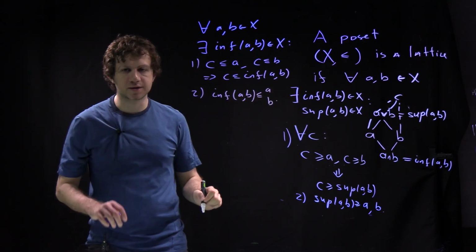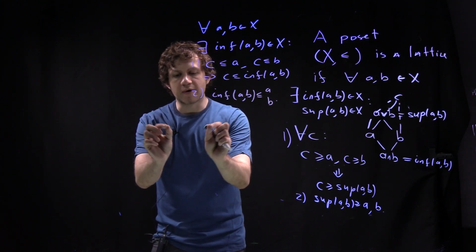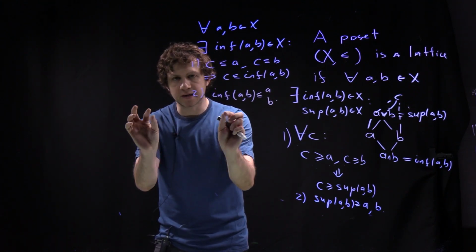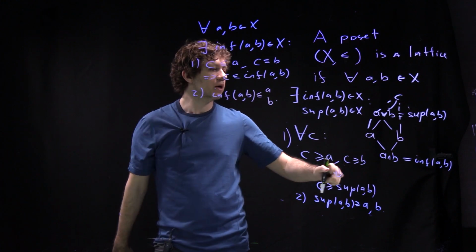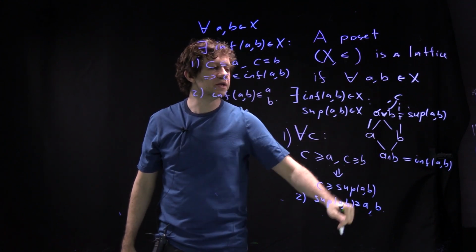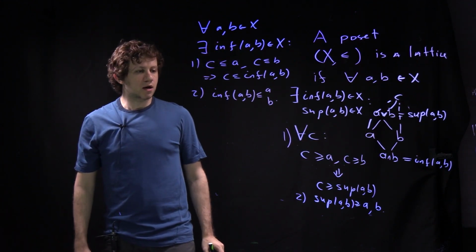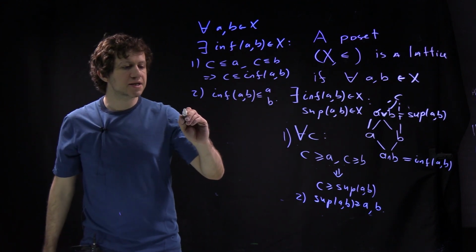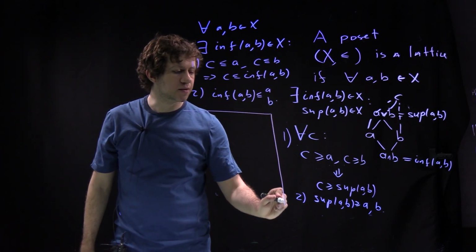So basically, the idea is that for every two elements, you can find the one kind of immediately less, one immediately bigger. And this notation is, of course, more convenient in practice. Okay, so to understand that, let's look at some examples.